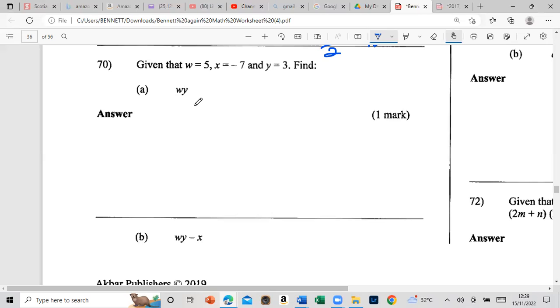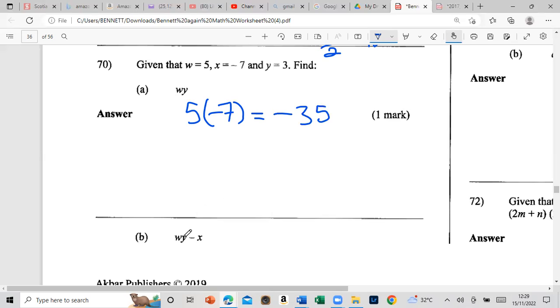Alright. So the value of w is 5 and x is negative 7. And negative times a positive, that's negative 5 times 7, 35. It's that simple, guys. Don't make it complicated.